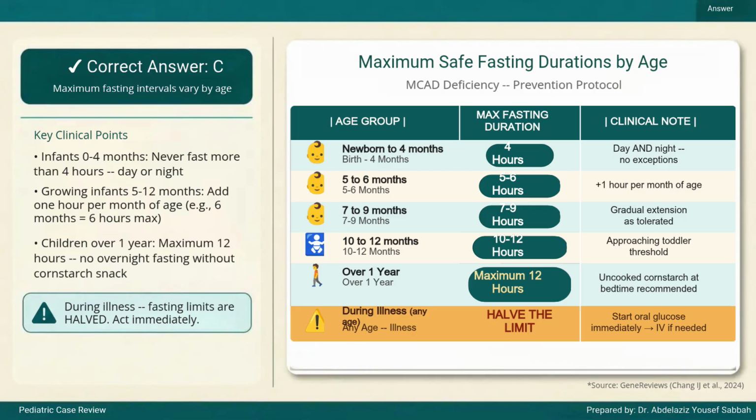For children over 1 year, the maximum is 12 hours, and no overnight fasting without an uncooked cornstarch snack at bedtime. During illness at any age, fasting limits are halved and oral glucose should be started immediately, escalating to intravenous dextrose if needed. Case 10.